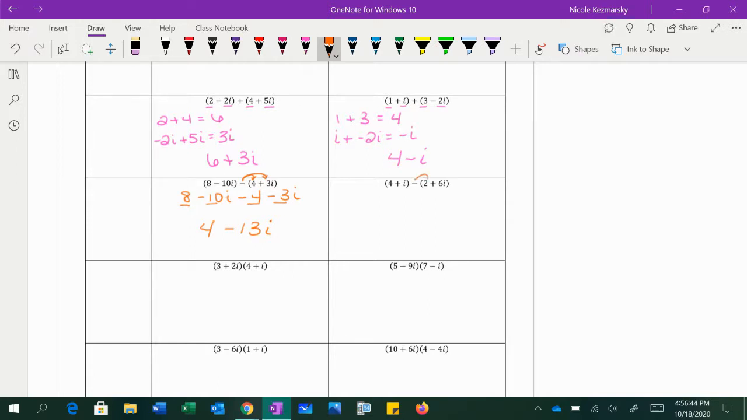Same thing with the next one. I'm going to distribute my minus sign so I don't lose it. So I've got 4 plus i minus 2 minus 6i. My non-i terms are 4 and minus 2, so 4 minus 2 is 2. And then i minus 6i, so that's going to be 1 minus 6, which is negative 5i. You're combining those i terms just like you would like terms with x's. So it's just a different letter.